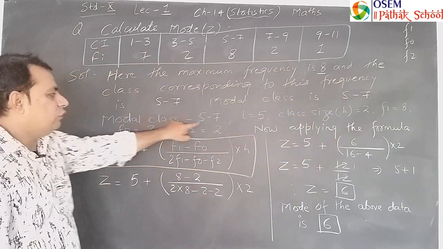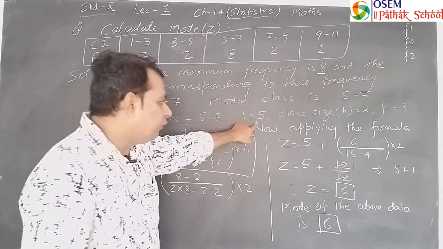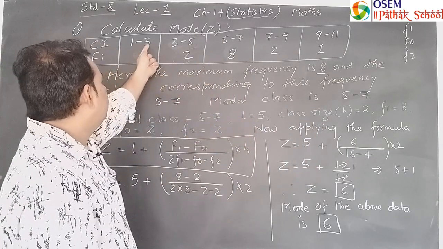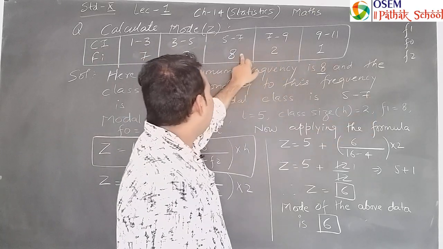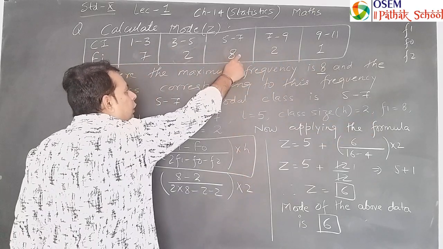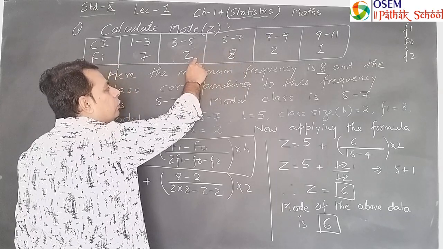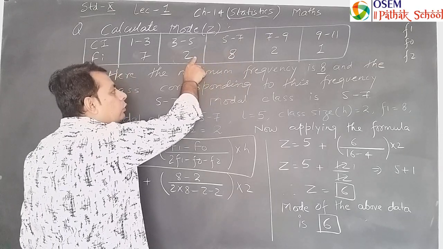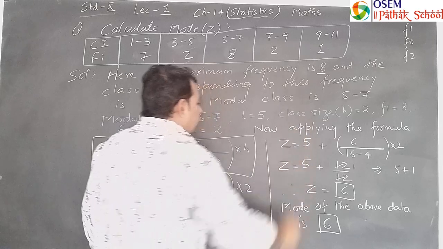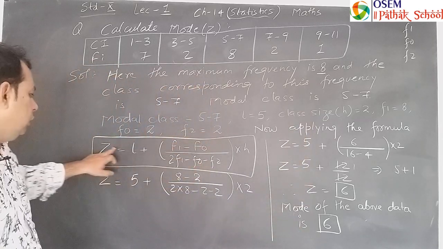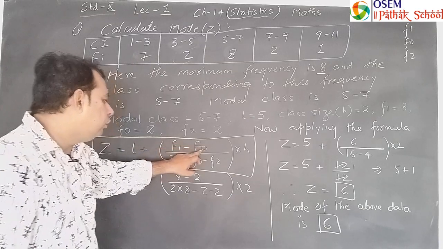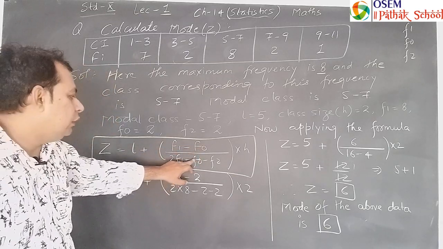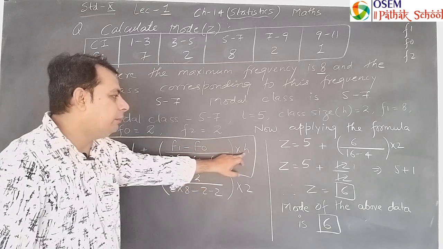Now the model class is 5 to 7, so L will be 5. Class size is already 2, so the gap H is 2. Then F1 will be 8. I have already told you the one above F1 is F0, so F0 will be 2 and F2 will be 2. Now I am applying the formula. So Z equals L plus (F1 minus F0) divided by (2F1 minus F0 minus F2), multiplied by H.